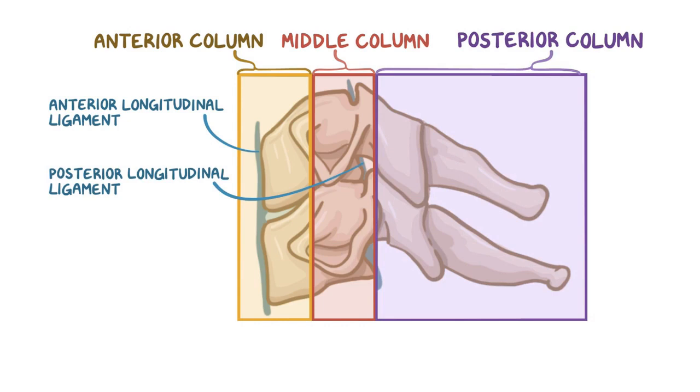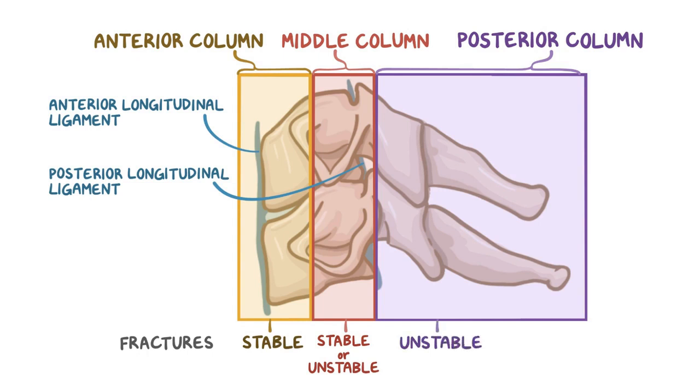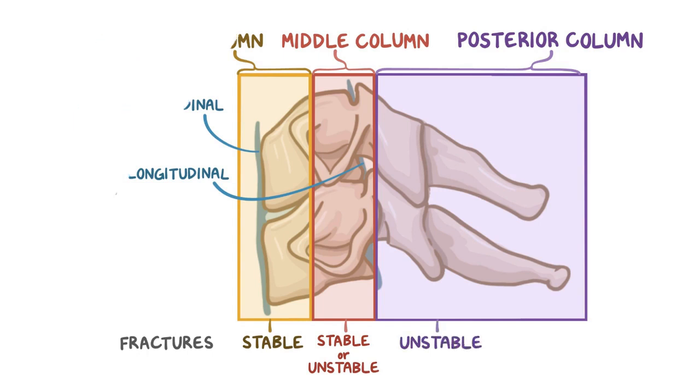Generally speaking, anterior column fractures are stable, middle column fractures can be stable or unstable, and the posterior column fractures are the most unstable. Let's take a look at some of the more important unstable fractures you should recognize.